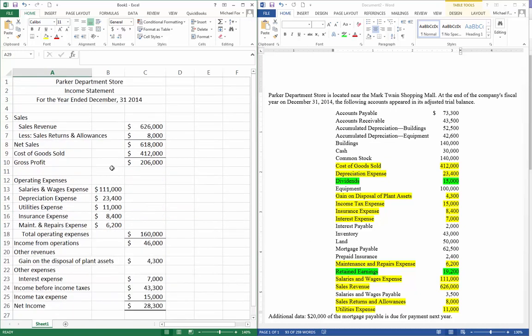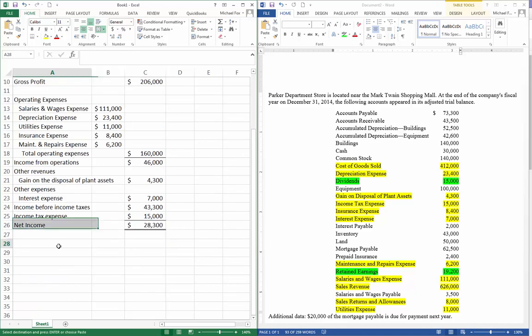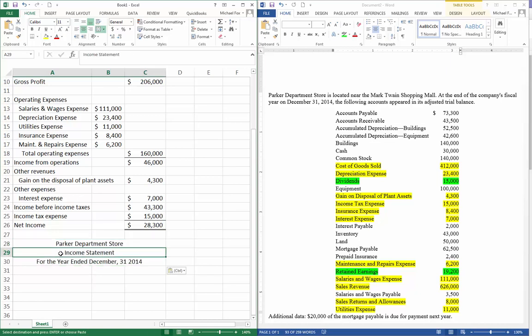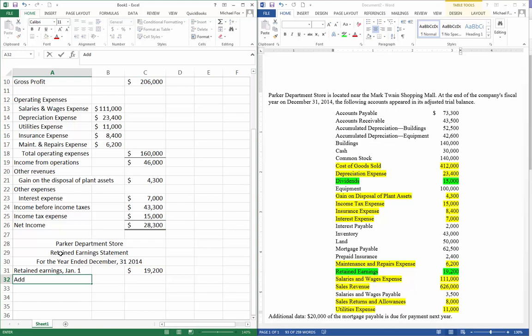So let's come here. I'm just going to steal this header information to make life a little easier. All right, so we will say retained earnings at January 1st. And they were 19,200. We'll add the net income. Net income was 28,300. We figured that out on our income statement.